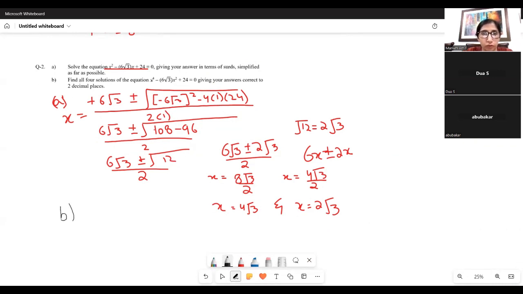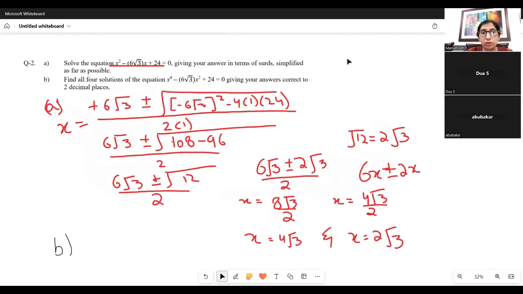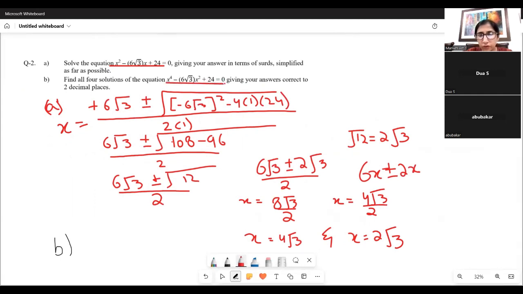Find all 4 solutions of this quadratic equation. Give your answer correct to 2 decimal places. Okay, what is the relationship between part A and part B's equation? What do you notice? They have the first 2 solutions. What does that mean?